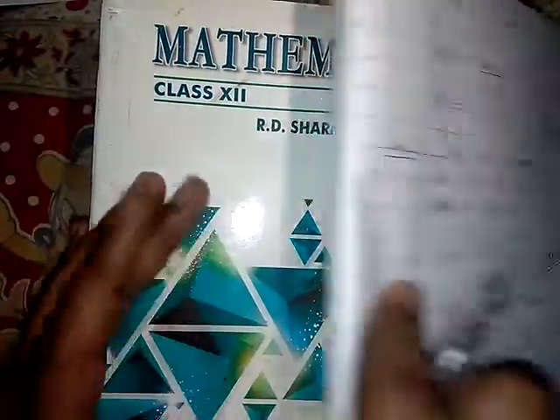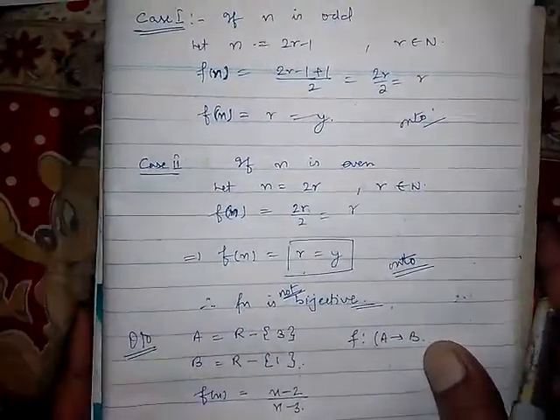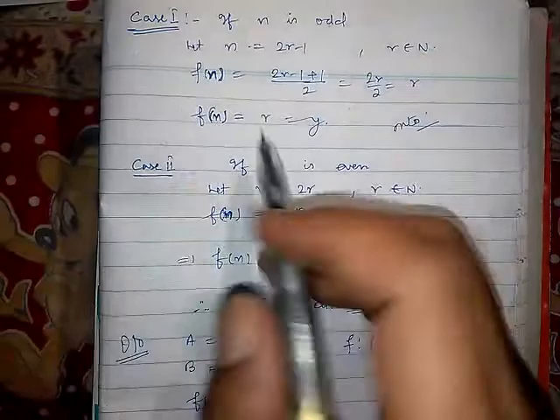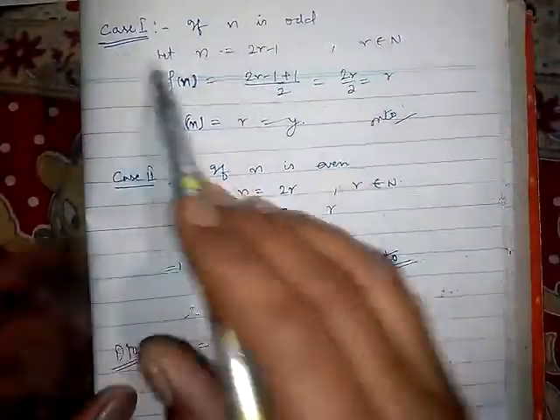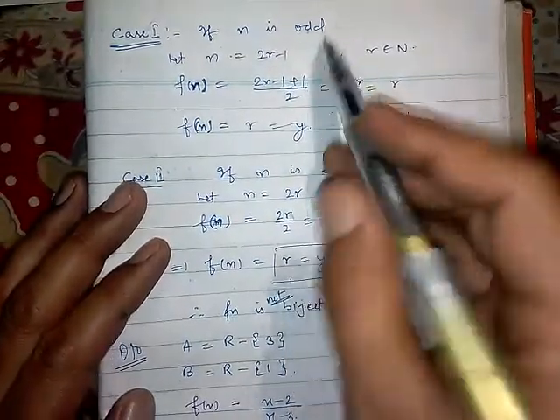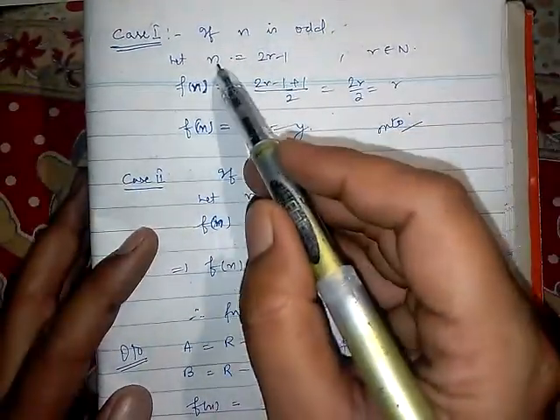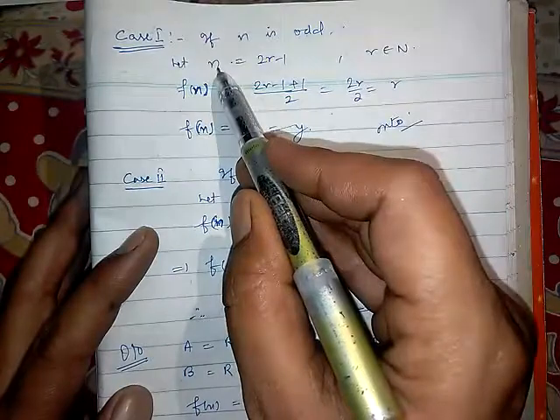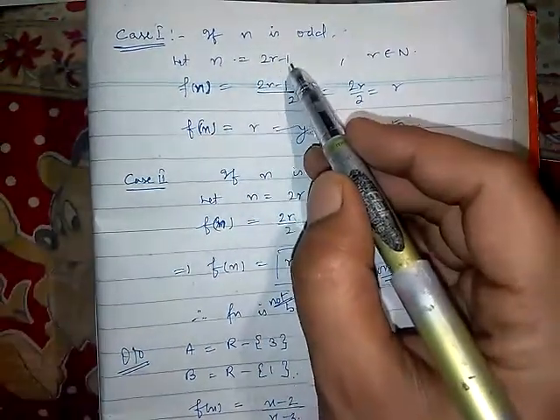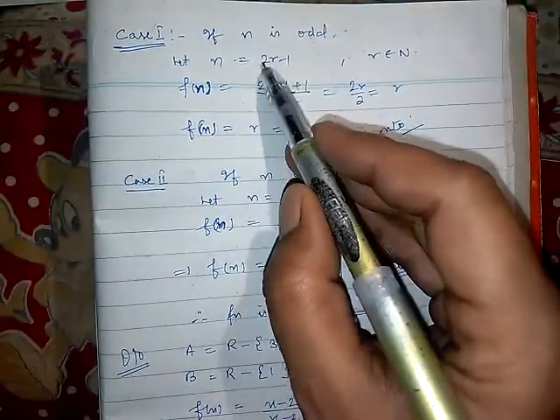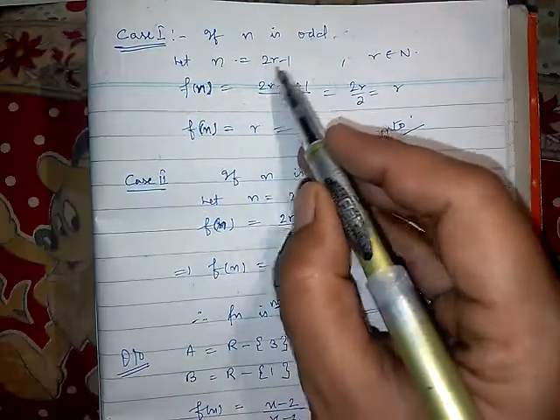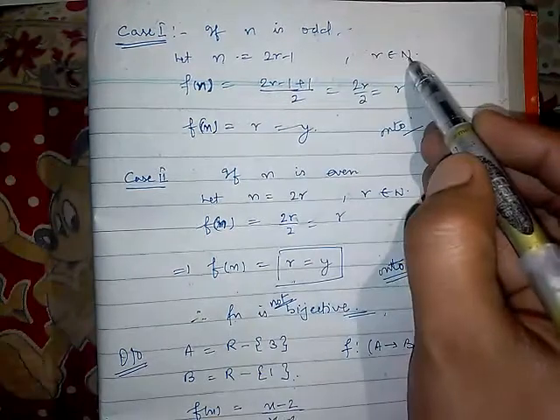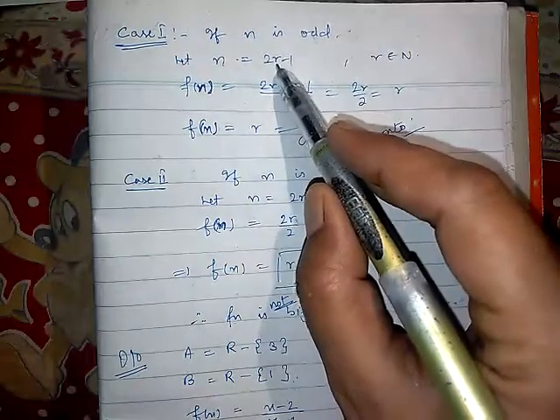Clear? Then how to prove it onto? For this we have divided the question in two parts. First case is if n is odd. If you are taking the value of n as odd, then let us suppose n is equal to 2r minus 1, the general form of the odd numbers. In junior classes also we used to suppose an odd number in this form 2r minus 1, where r belongs to N, natural number only you have to take in place of r.